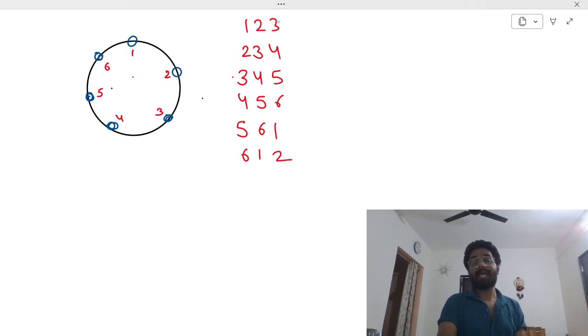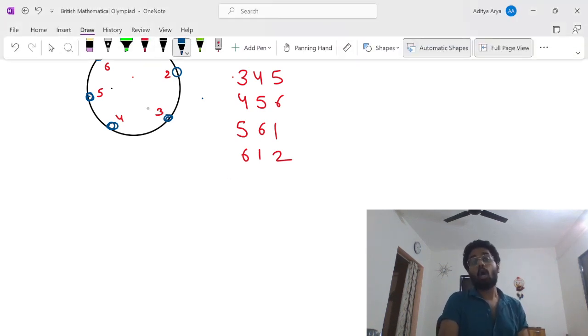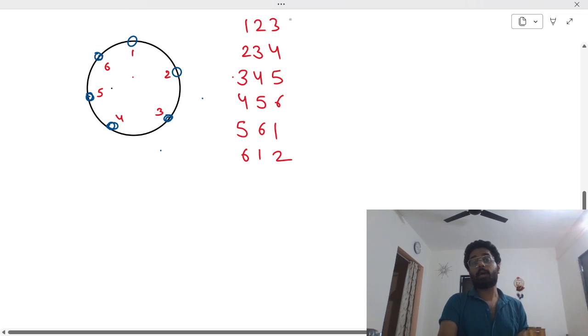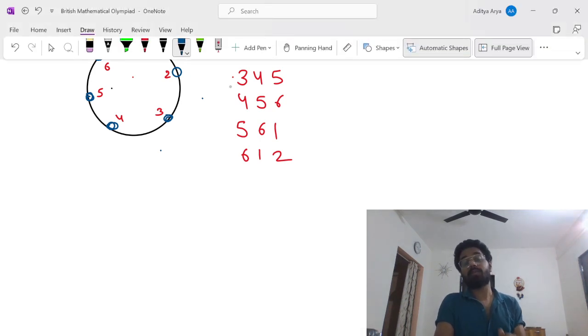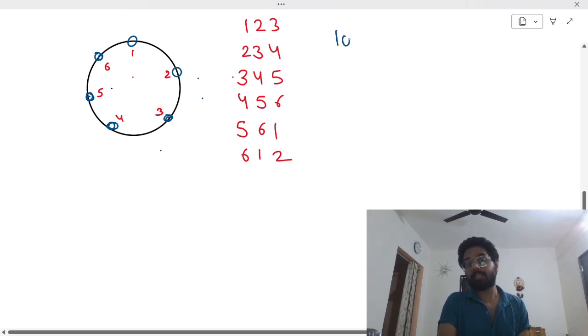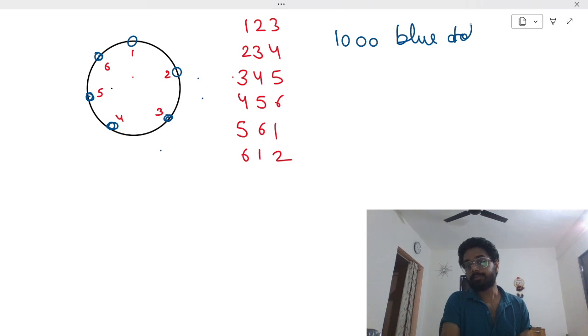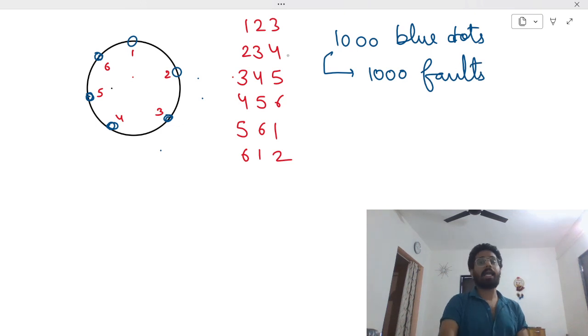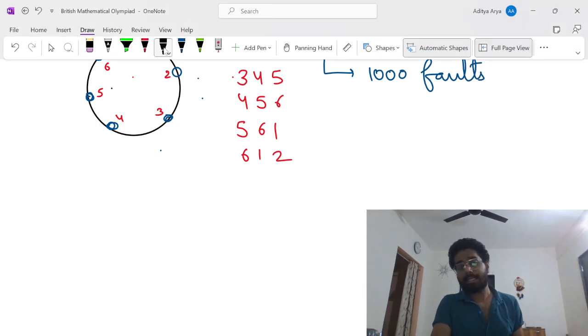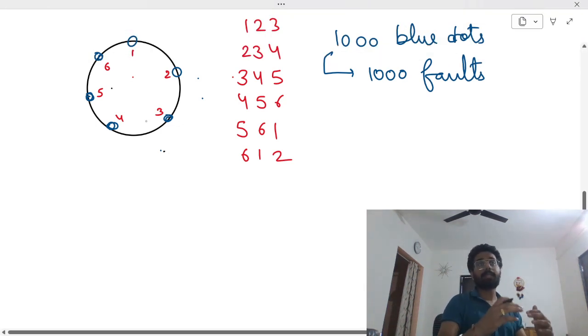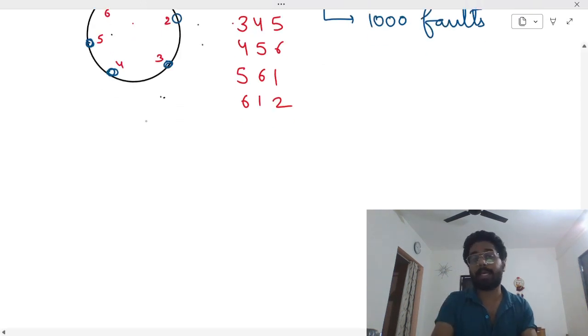As you can see, if we have all blue color, we are going to have the same number of faults. So if we have 1,000 blue dots or blue balls, we are going to have 1,000 faults. So it's a tie till now. Since we have a tie, we can go for the next step.